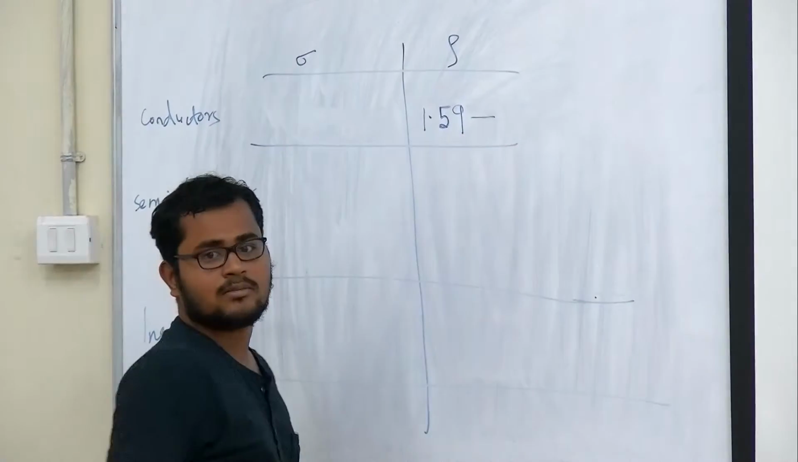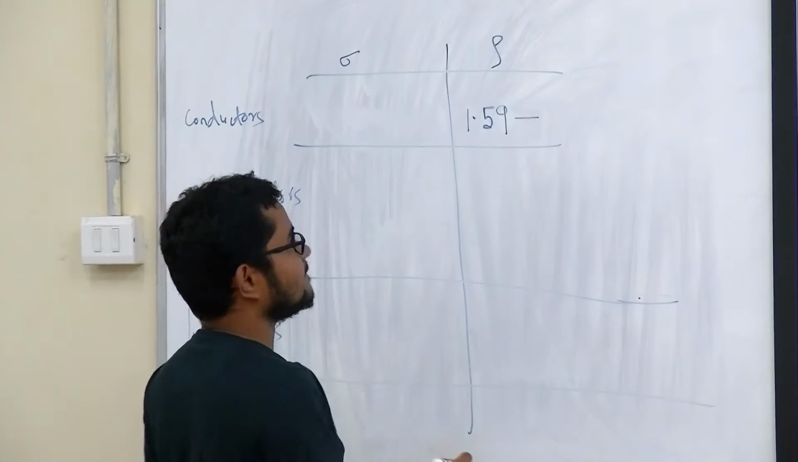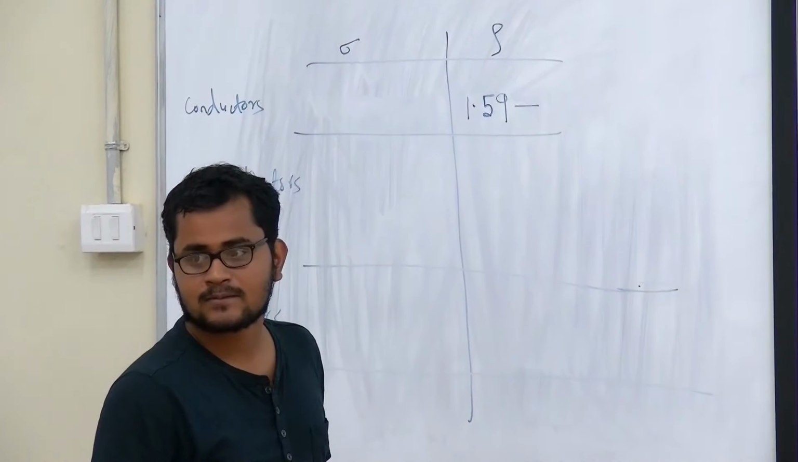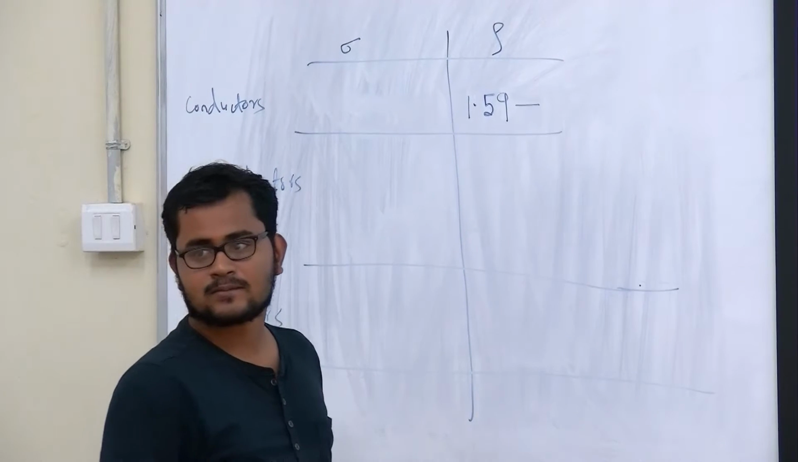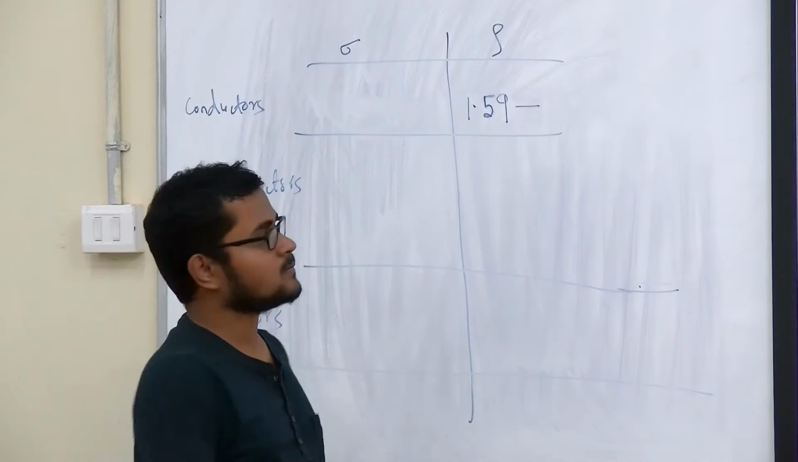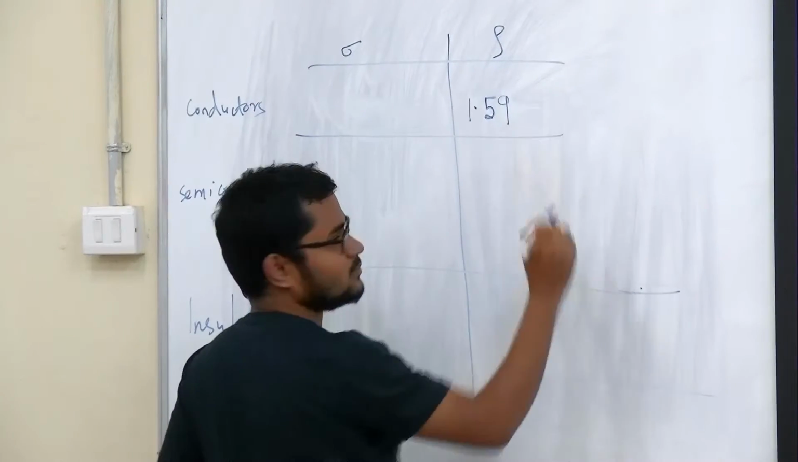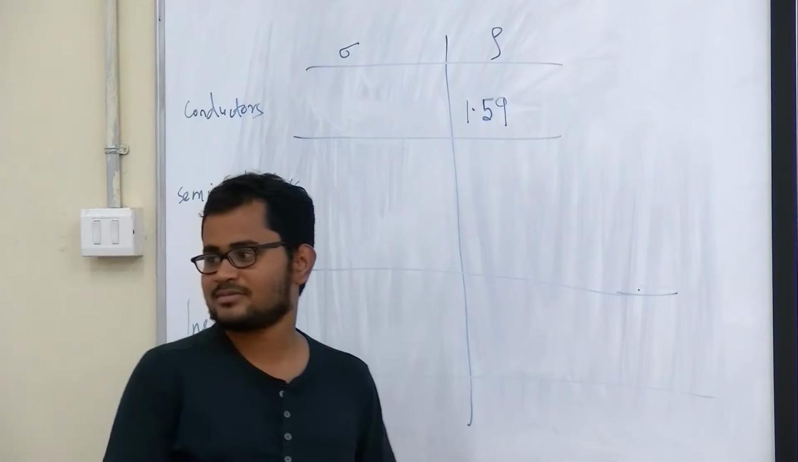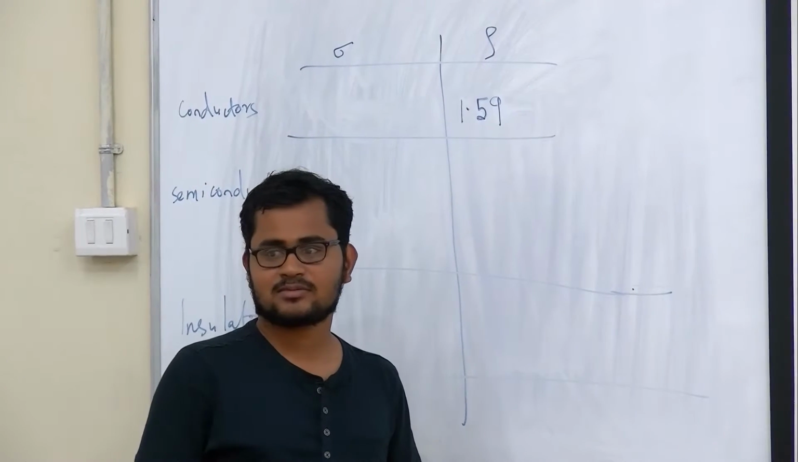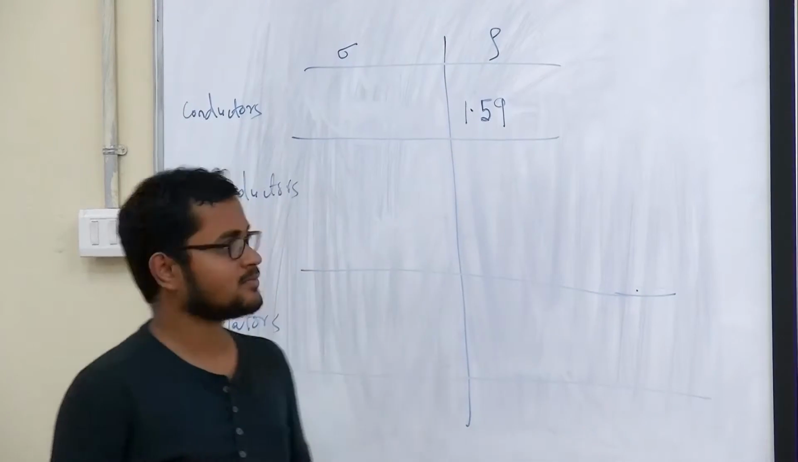Range is like for metals it will be in the range of 10 to the minus 8. So particularly 1.59 into 10 to the minus 8 ohm meter is for silver. For copper it is something like 1.68 into 10 to the minus 8. So this is the order of 10 to the minus 8. Yeah, but you will have to give me a range. It is 10 to the power of minus 8 to 10 to the power of minus something. You understand? So you can look at a range.